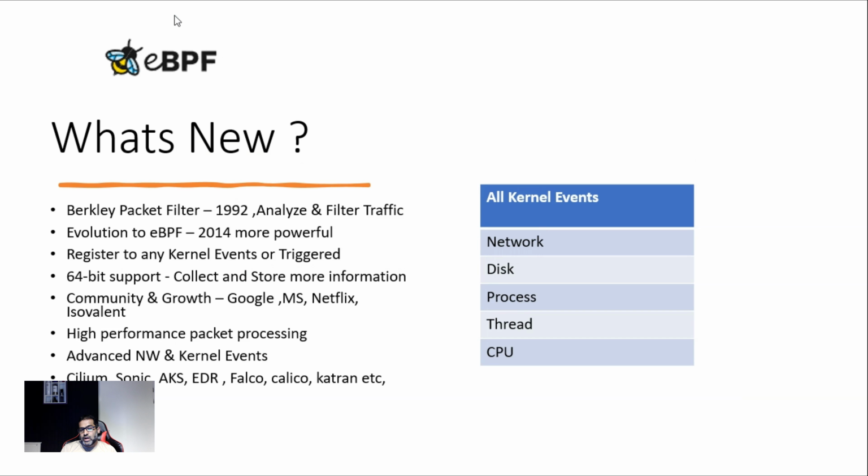Later, the evolution to eBPF came by adding more enhancements to the Berkeley Packet Filter, and that became the extended Berkeley Packet Filter. So what are the improvements in the extended Berkeley Packet Filter? You'll be able to register all the kernel events. It's not only the network; you can register for disk, process, thread, and CPU, because all these activities in the kernel happen as events.